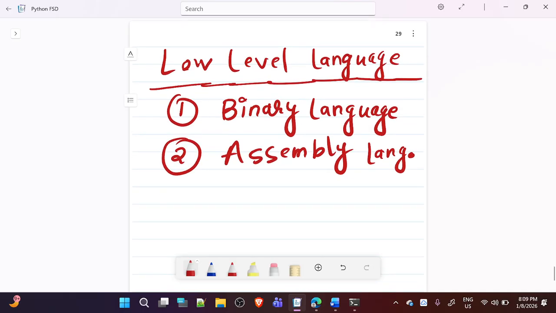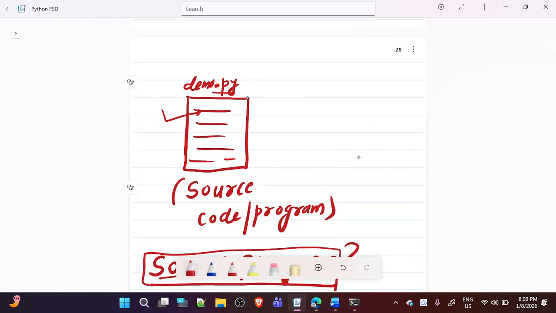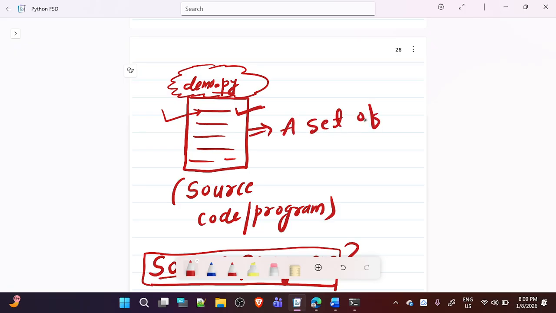Assembly language. Are you understanding, guys, what I'm trying to say? So, a program is what? A program is source code which is written in a high level language. And in the program, what do we write? We write instructions. And a program is a set of instructions. And these instructions are written in which language? Is it low level language or high level language? High level language. Is this clear, guys?